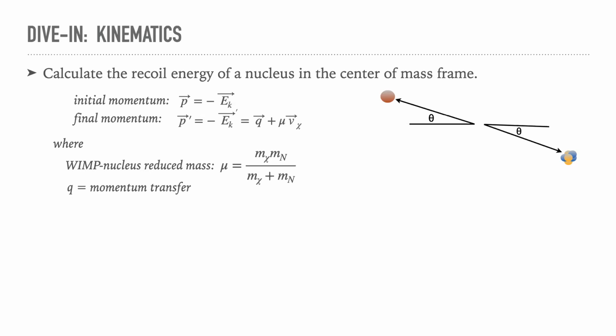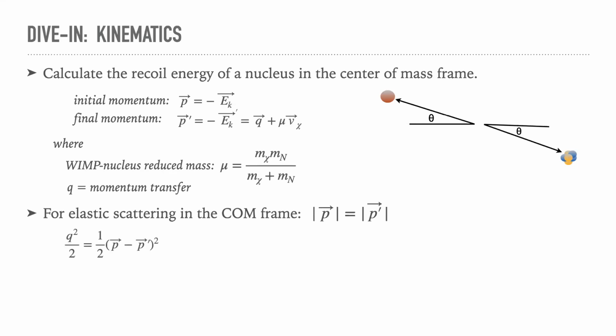So the reduced mass, in case you need a review of that, is just the mass of the WIMP times the mass of the nucleus divided by the mass of the WIMP plus the mass of the nucleus. Okay, so if we have elastic scattering in the center of mass frame, our initial momentum equals our final momentum. So that means that if I take my momentum transfer squared and I divide it by 2, that's going to be equal to 1/2 my initial momentum subtract my final momentum squared.